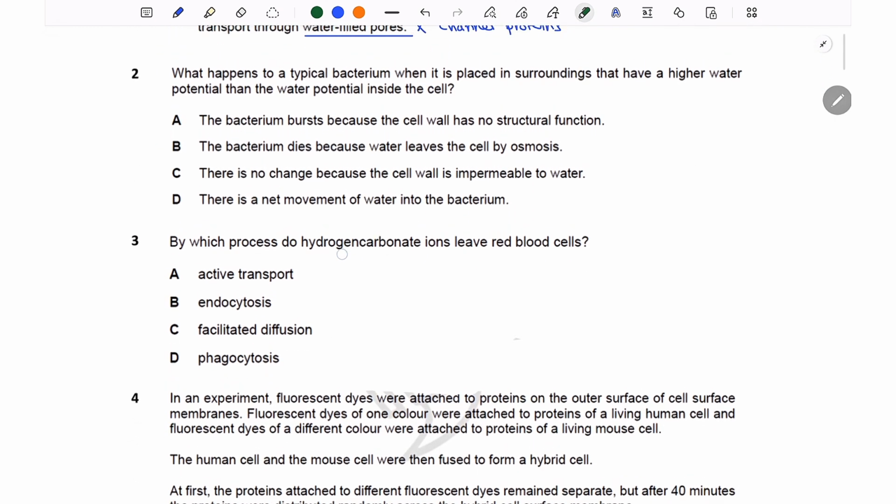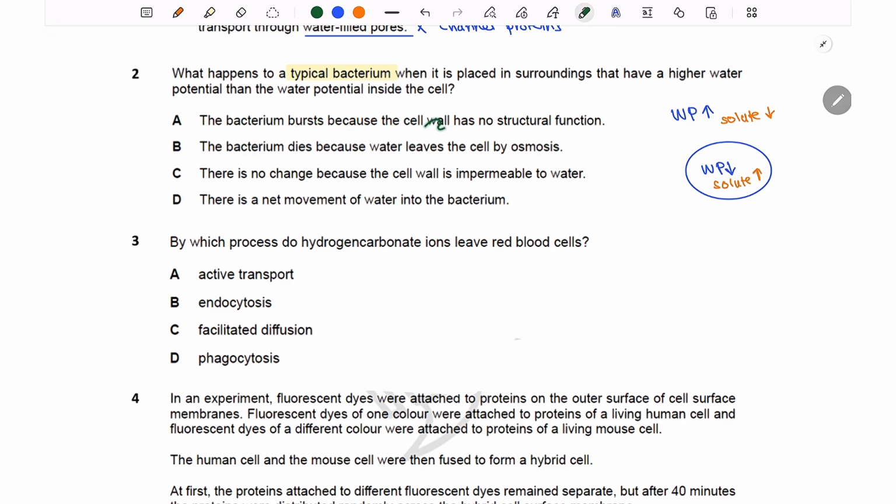Question number 2. What happens to a typical bacterium when it is placed in surroundings that have a higher water potential than the water potential inside the cell? So what's that going to look like? The cell outside, the water potential is higher, and inside the water potential is lower. When you talk about the solute, we're going to say that it is going to be higher inside because water potential is lower, and lower on the outside. So you should be able to figure out all of this. Now let's look at our options.